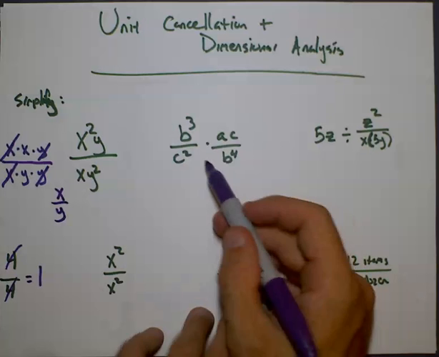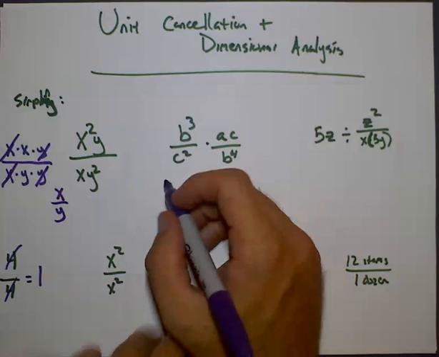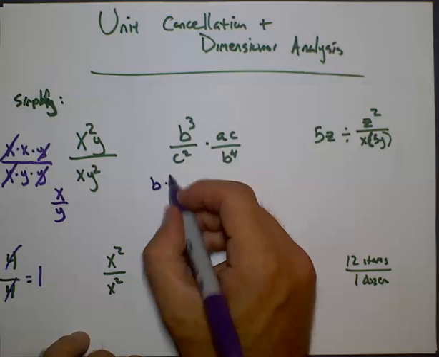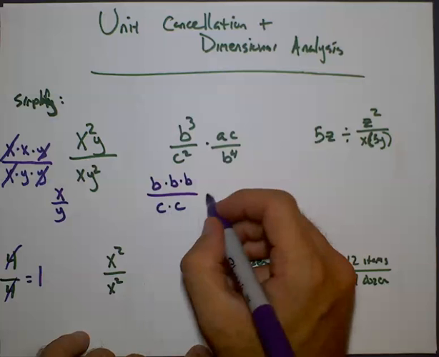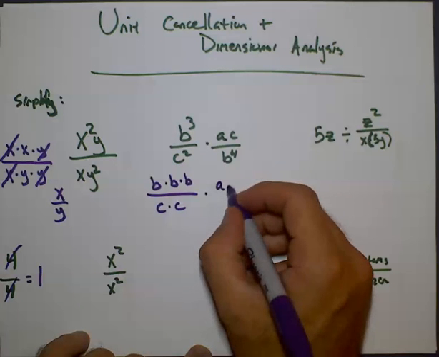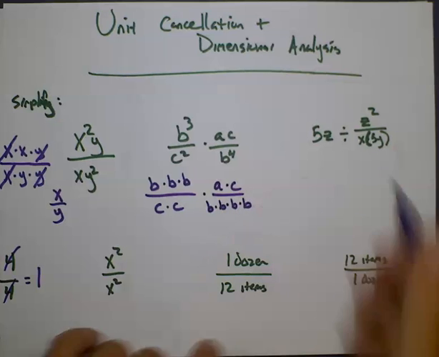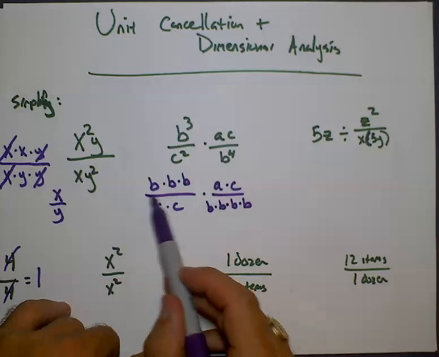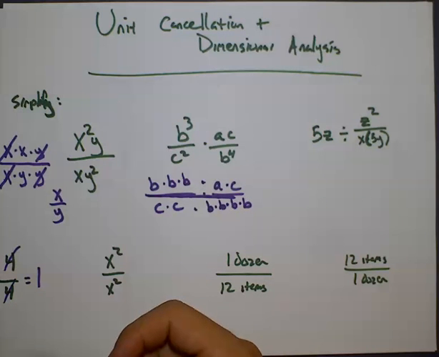And this one's a little bit more complicated because it appears in a fraction before. So let's see if we can expand it out and see what happens to this fraction. So b cubed, really b times b times b, over c squared, c times c. Then you multiply by a times c over b times b times b times b. Now, what happens when you multiply fractions? They join in one big fraction, and everything gets multiplied by each other.